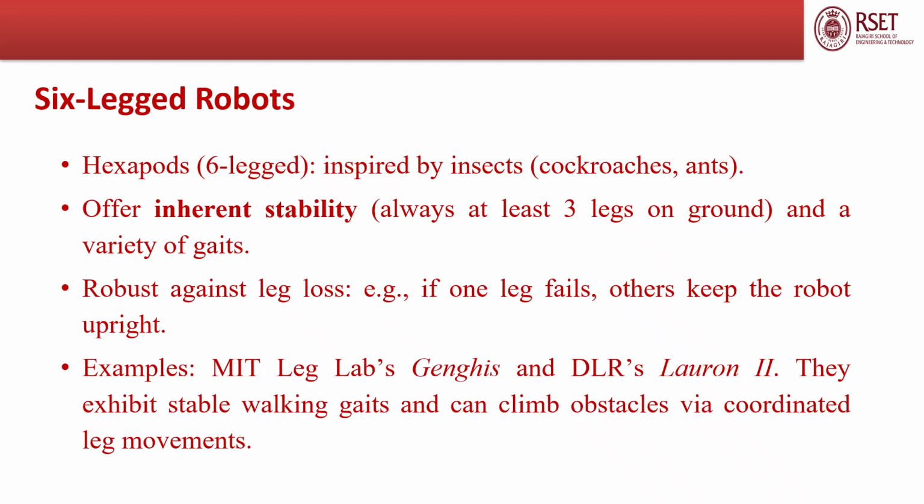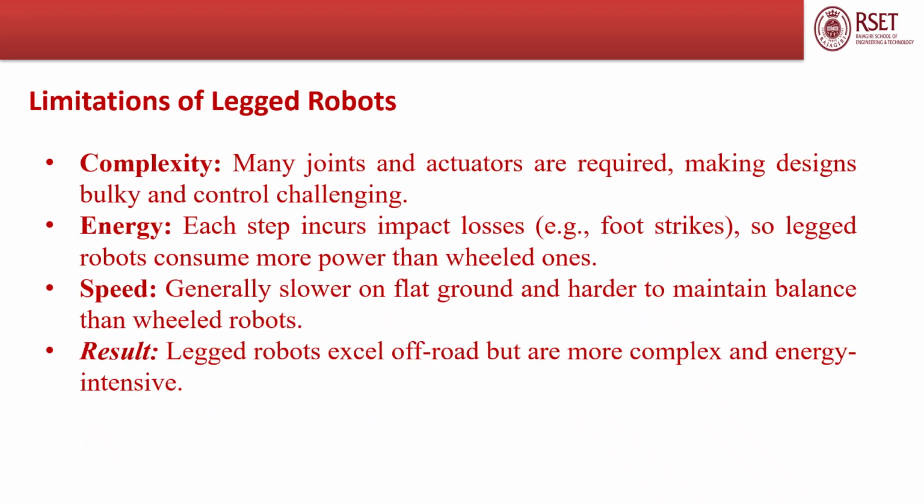Six-legged robots, which have six legs inspired by insects like cockroaches, ants, etc., offer inherent stability, always at least three legs on the ground, and a variety of gaits. Robust against leg loss. For example, if one leg fails, the others keep the robot upright. Examples, as I already discussed in the previous slide, are MIT's Mighty, Genghis, and Dante. They exhibit stable walking gaits and can climb obstacles by coordinated leg movements.